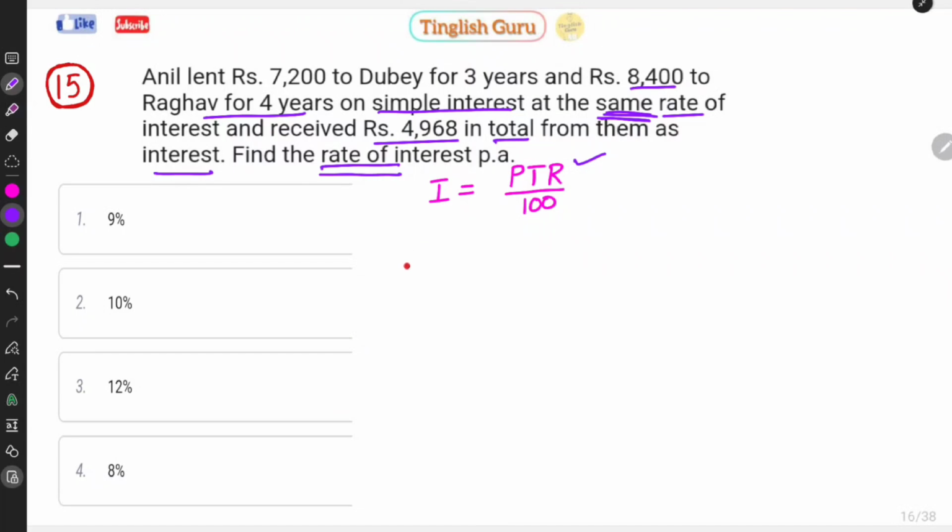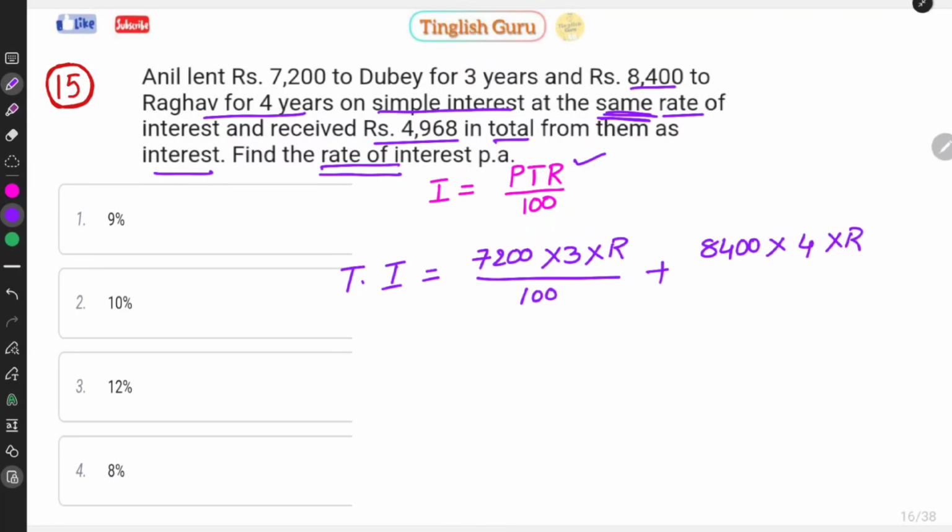So, here two scenarios are there. Total interest is equals to, in first case principal is 7200 into time is 3 years into rate of interest, let it be R, divided by 100, plus in second case the principal is 8400 into time is 4 years into rate of interest is same R, divided by 100, and this total value is given as 4968. Now solve this, cancelling the zeros.